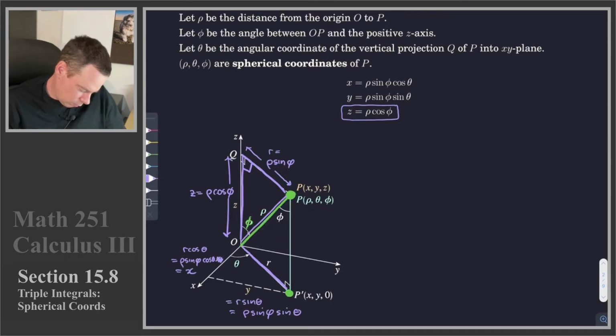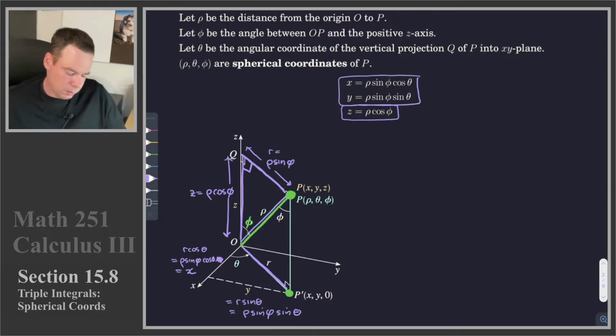Maybe I'll just cover up the x and just say that's equal to x. So that's these other two relationships. X is rho sine phi cos theta, y is rho sine phi sine theta. What about going in the opposite direction? So that was going from spherical coordinates to rectangular coordinates.